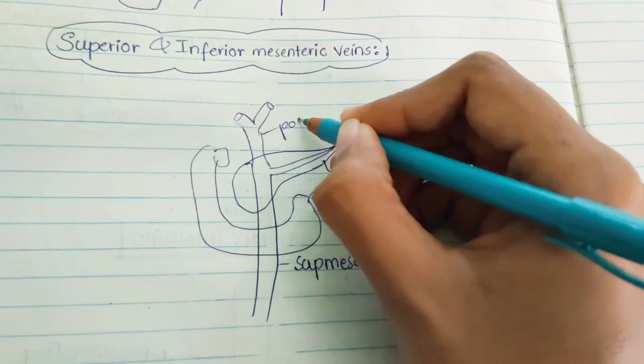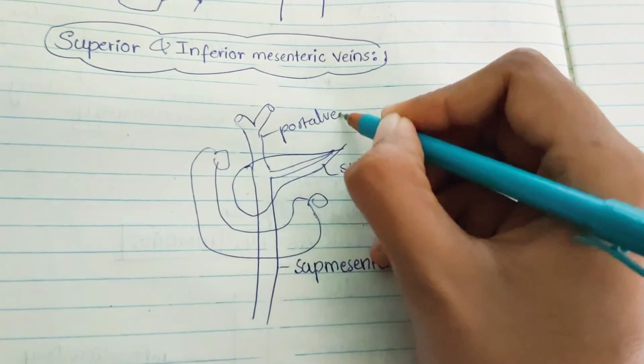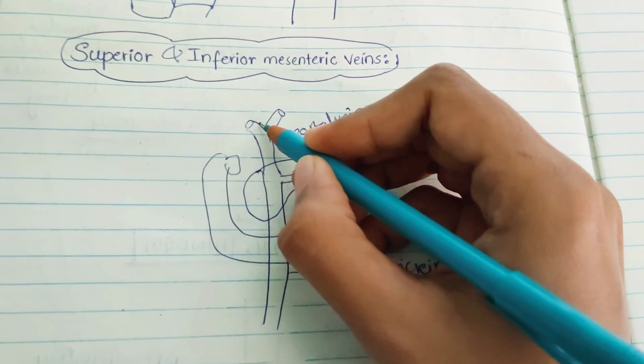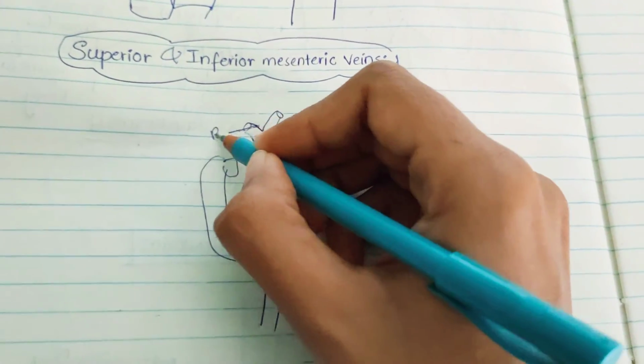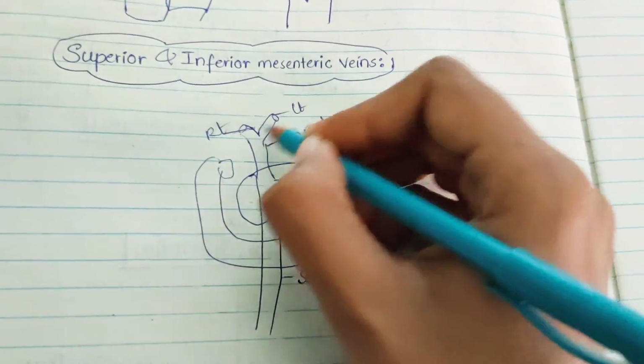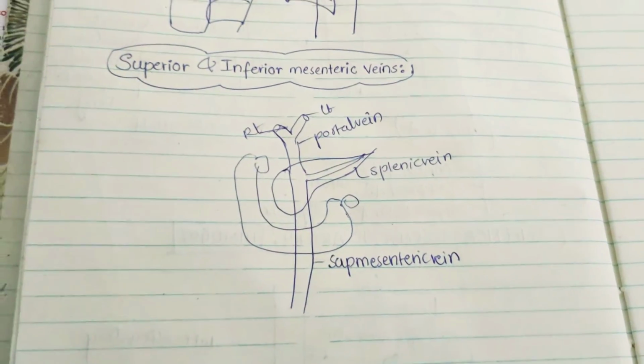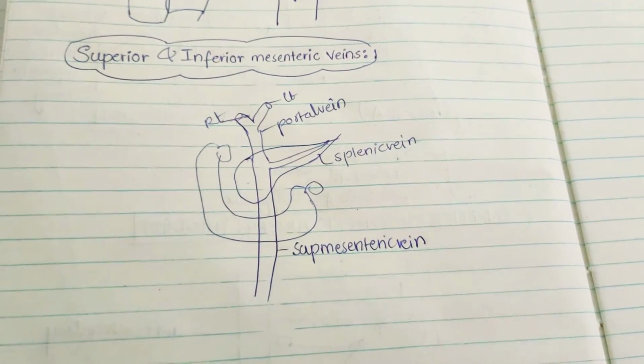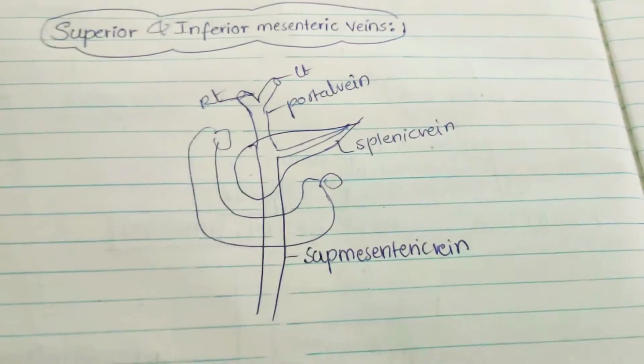So this is the portal vein, and this is the right branch of the portal vein. This is the left branch of the portal vein. Now let us start our discussion with the superior mesenteric vein.